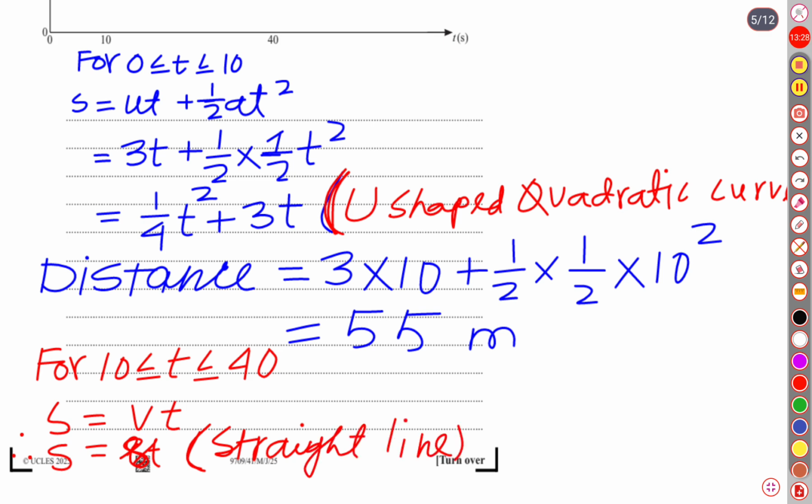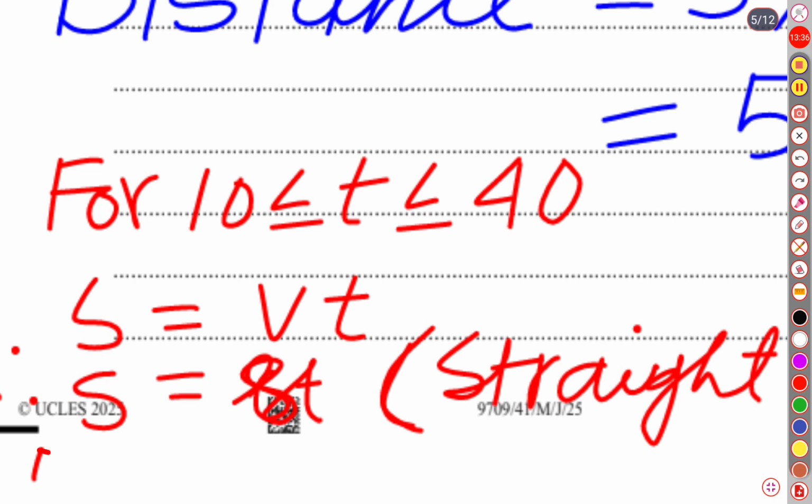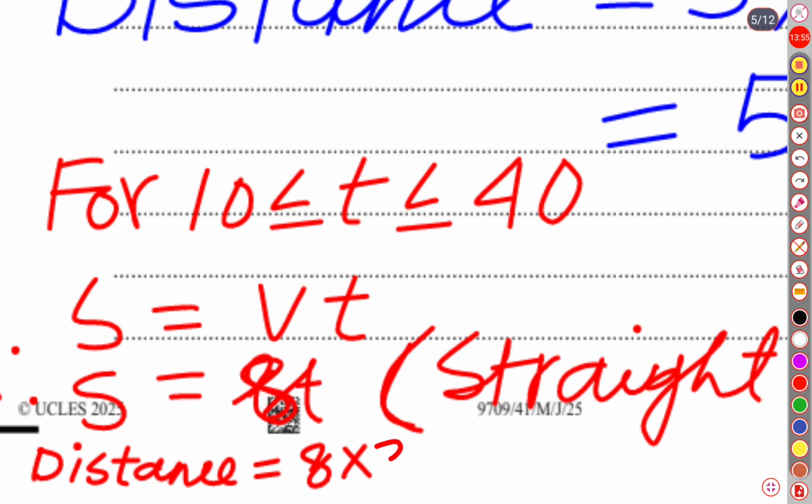Then let us find the distance. Applying the same concept, 8 into t, where t for 10 until 40 seconds means 30 seconds. So the distance is equal to 8 times 30, which is 240 meters.